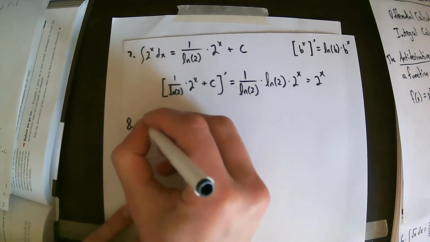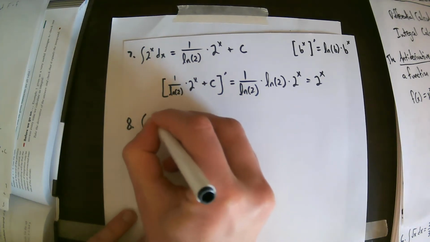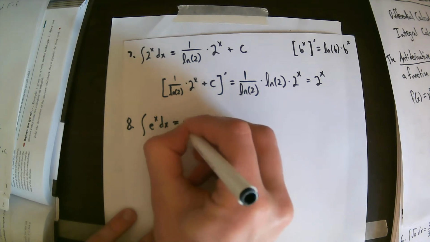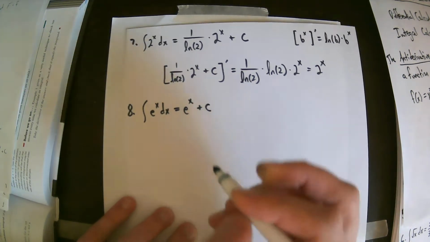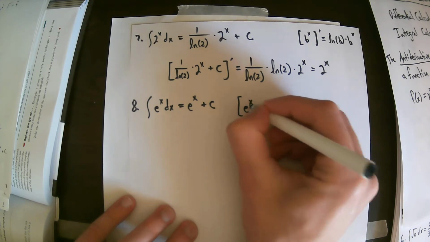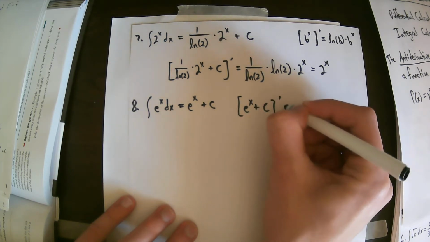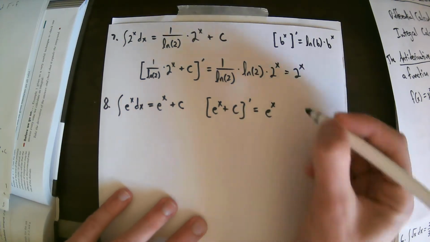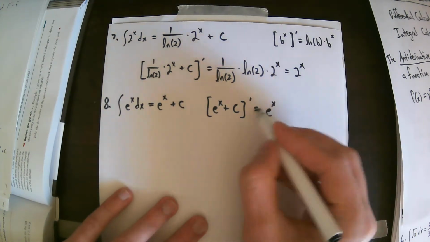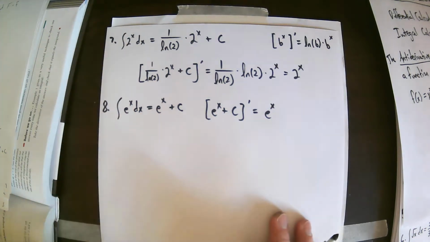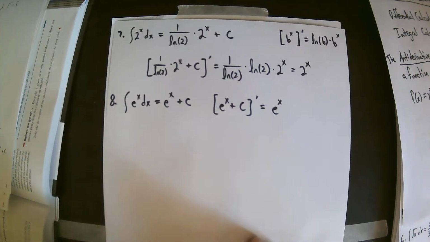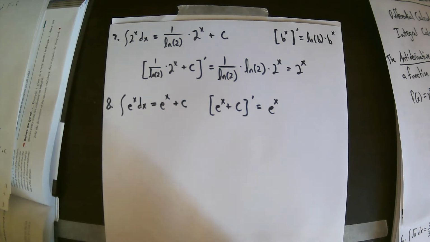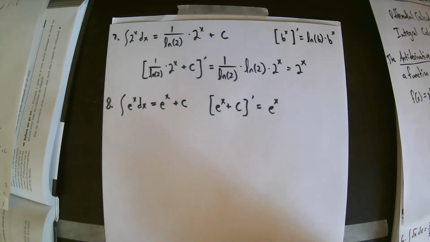Alright, last one here. Let's say the integral of e to the x dx is equal to e to the x plus c. So take the derivative of e to the x plus c, see what we get. Well, the derivative of e to the x is just itself, and the c goes away, and there we go. So e to the x is just as nicely behaved for integration as it is for differentiation. It's a very nicely behaved function when it comes to taking derivatives and integrals.